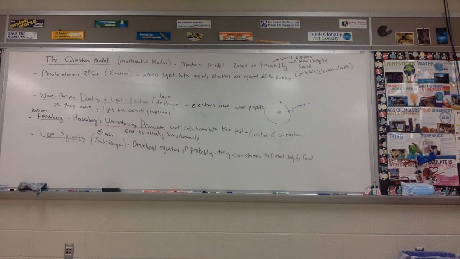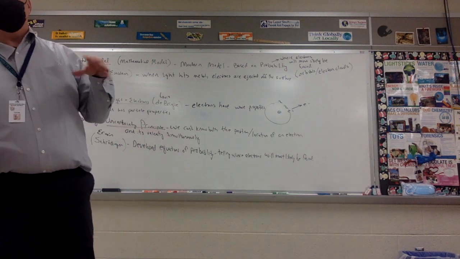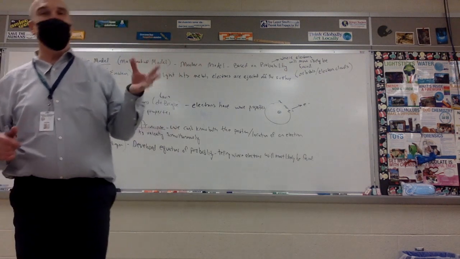All right, so he developed these wave equations that really define the quantum model. That's what we're going to go through. We're going to look at 4 quantum numbers, which are the results of these equations. And each of these quantum numbers kind of tells us where an electron is going to be in an atom. So you want to think of it as like a map.